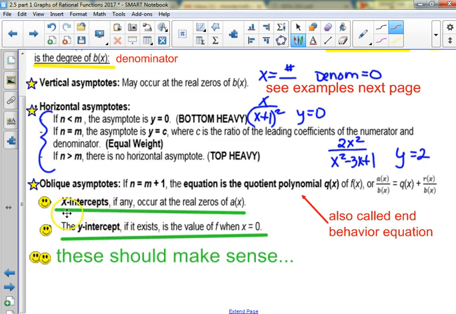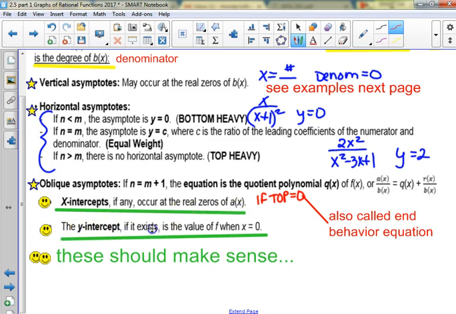X-intercepts. Any ideas? How do you know where it crosses the x? It's where the whole function equals 0. When can it equal 0? If the top is equal to 0, right? If the bottom's equal to 0, it's undefined, yes? So as long as the top is equal to 0, that will be an x-intercept. All right? It says they occur at the real zeros of the numerator.